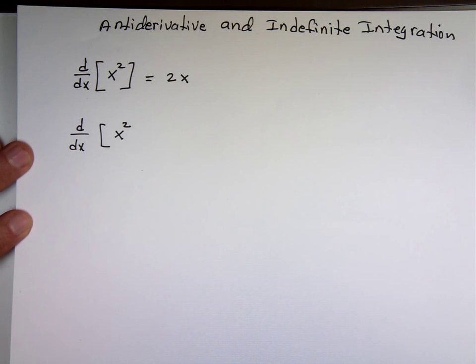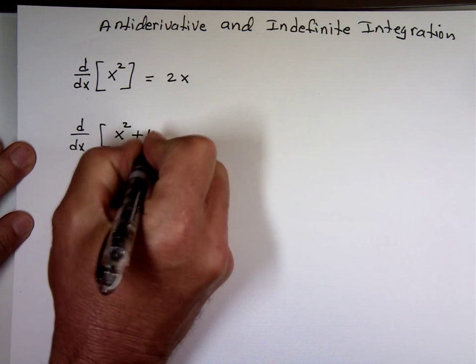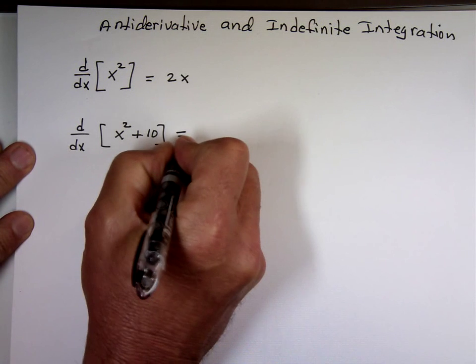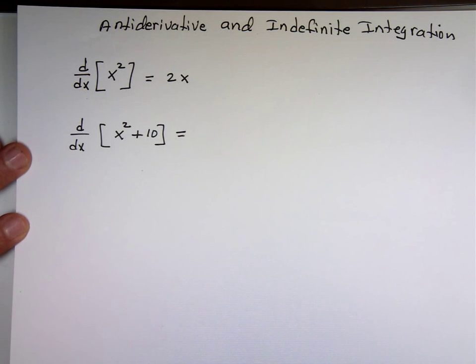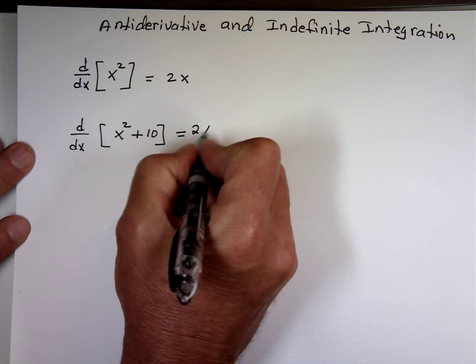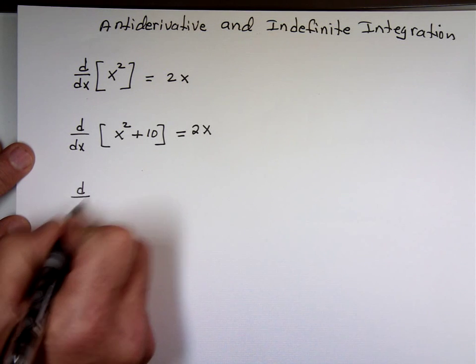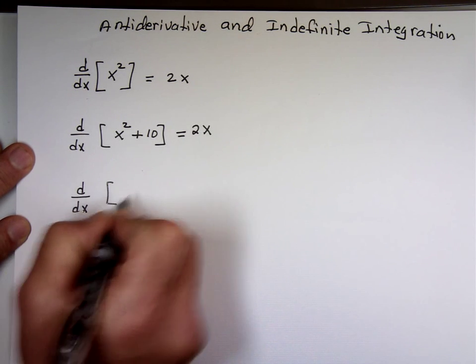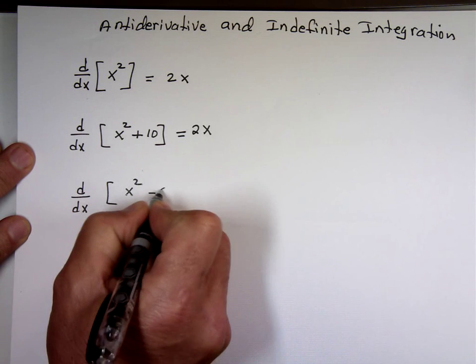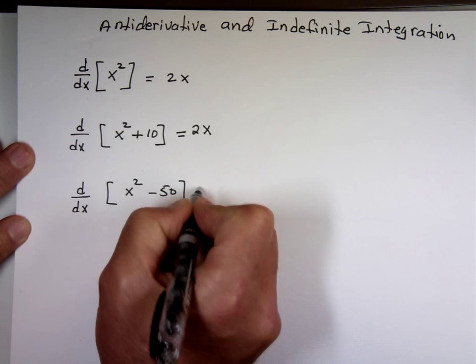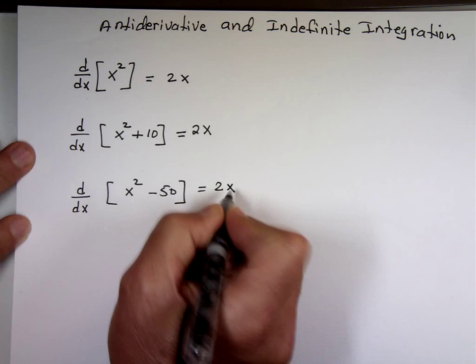What is the derivative of x squared plus 10? 2x. What is the derivative of x squared minus 50? 2x.